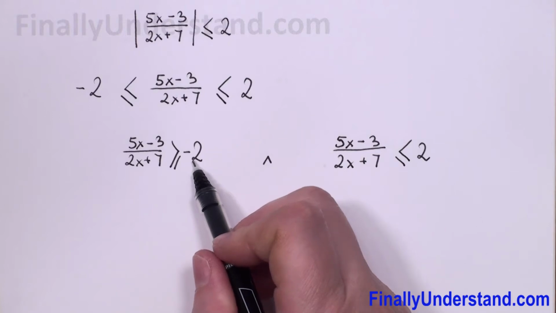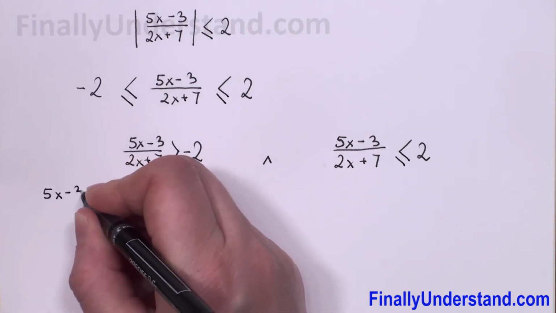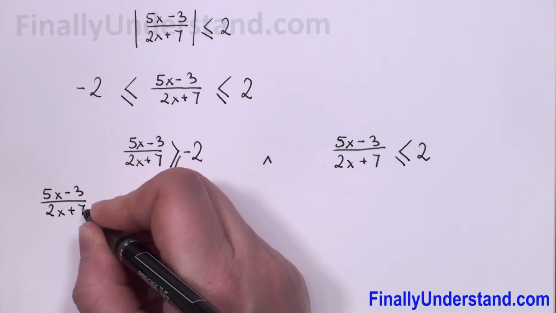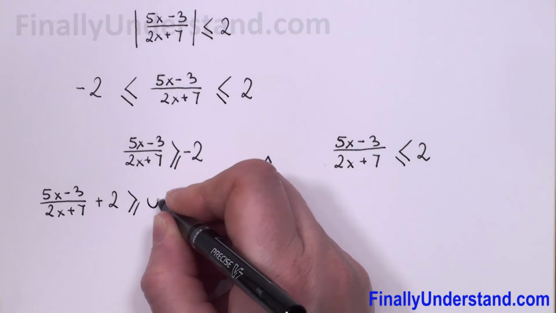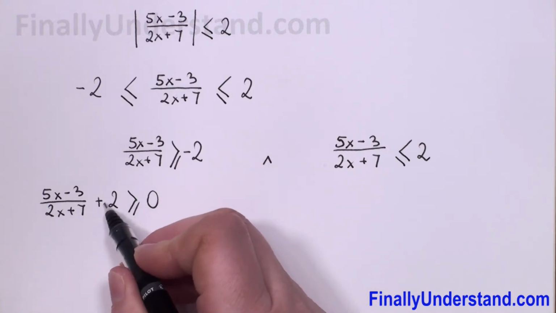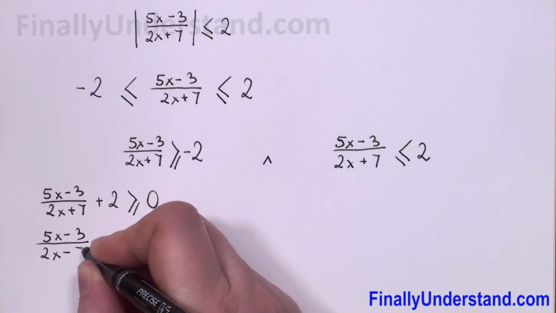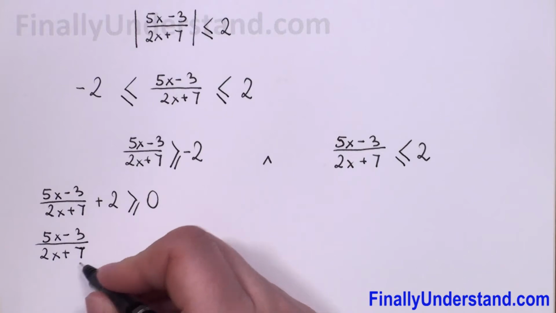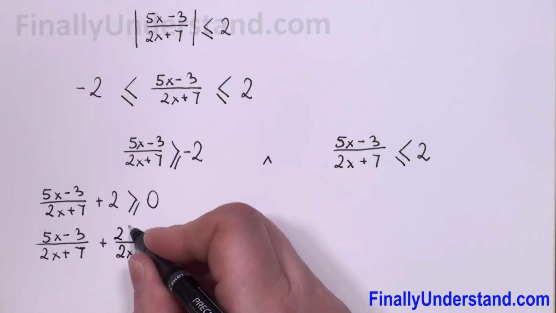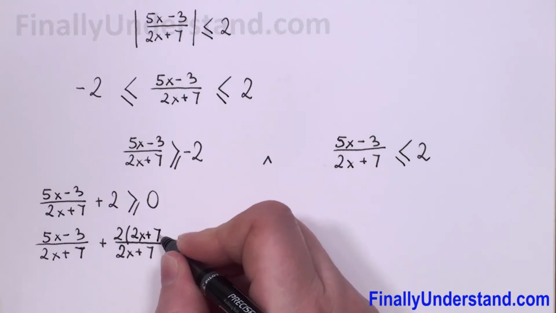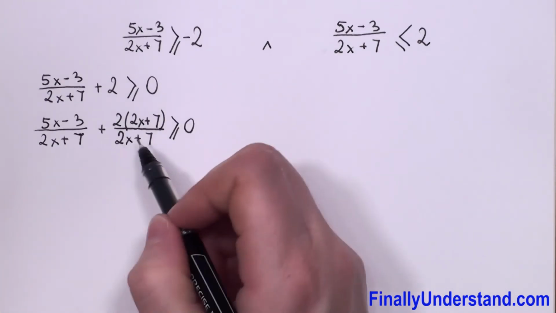Because we have negative 2 on the right side, I will move this negative 2 to the left side. So it will be 5x minus 3 over 2x plus 7, and when I move negative 2 to the left side it will be positive 2, is greater than or equal to 0. Because we have a fraction, I will change this 2 to a fraction. The common denominator will be 2x plus 7, so I multiply the numerator by 2x plus 7. When we have the same denominator, we can add these two expressions.